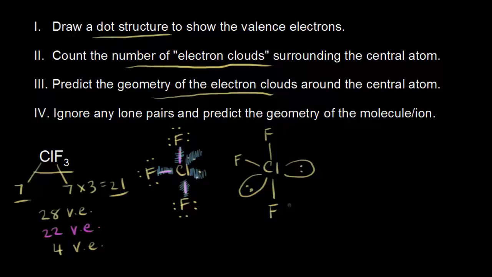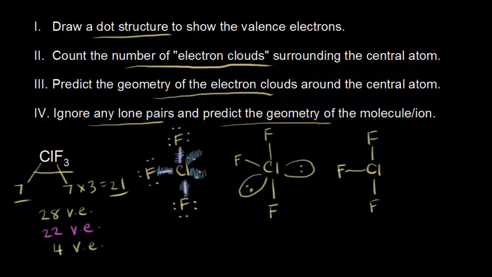Let's go ahead and talk about the final shape, right? When you're talking about the final shape, you ignore any lone pairs and you predict the geometry of the molecule here. So if we ignore lone pairs, let me go ahead and redraw that. We're going to put in our chlorine here. We ignore lone pairs, so we have our two axial fluorines, and then we have our equatorial fluorine, 90 degrees to our axial fluorines. And that's of course an ideal bond angle.